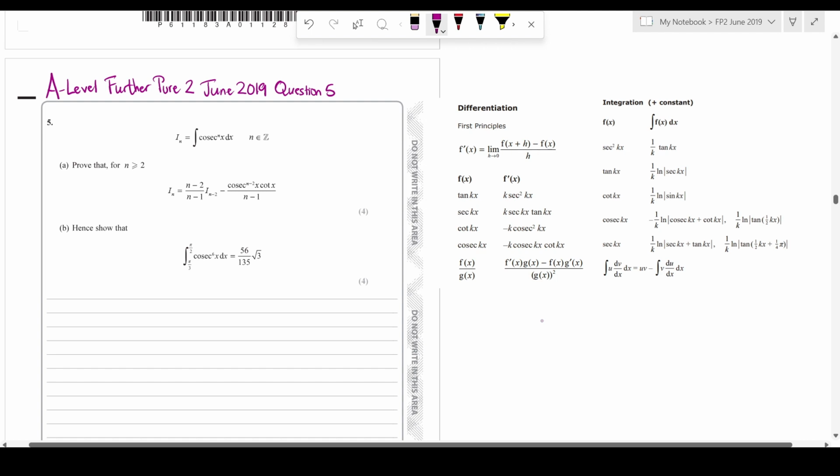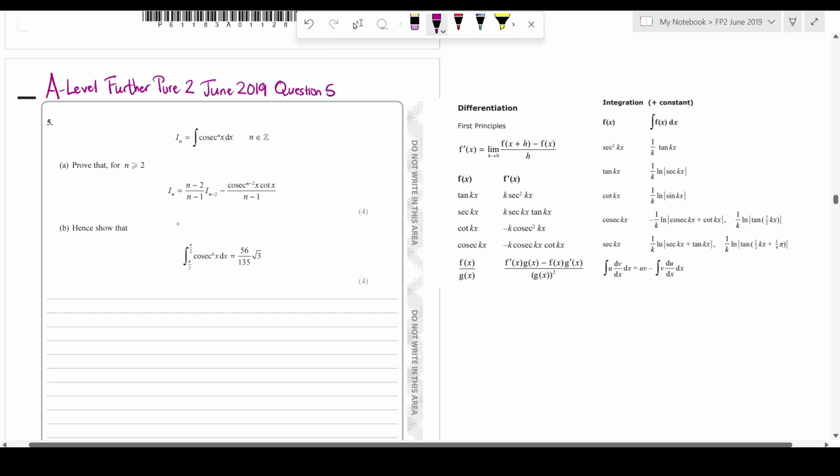In general, for a further maths exam, I would definitely recommend having your formula booklet open, because you might find that some of the integrals seem quite difficult. You can find the information right here. So we're going to integrate powers of cosec, and we've been given the recurrence solution here.